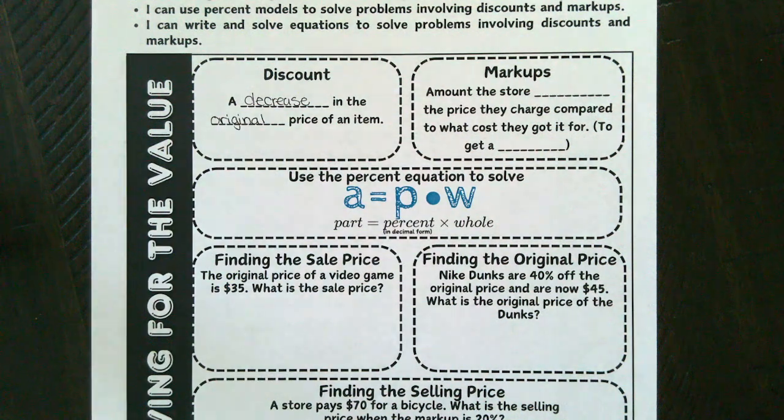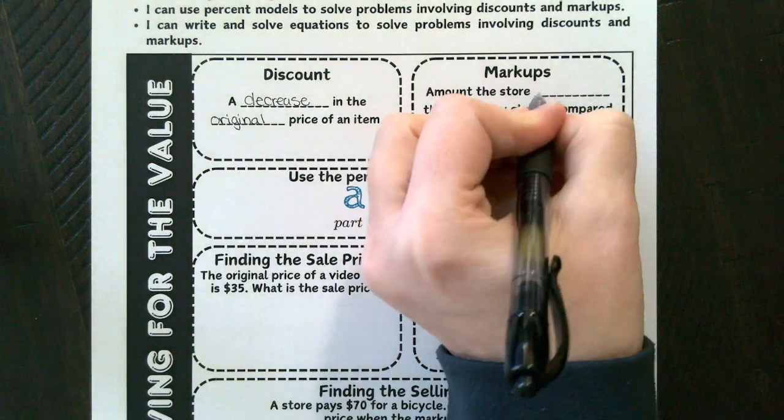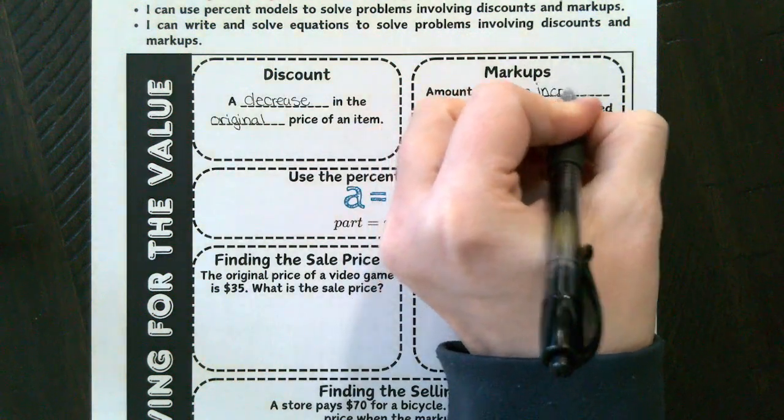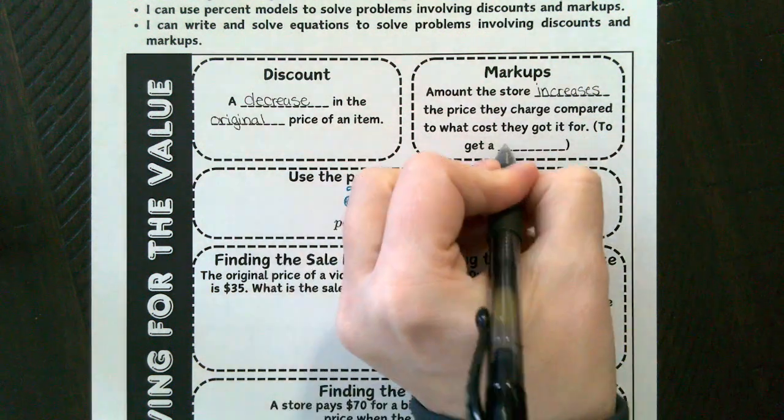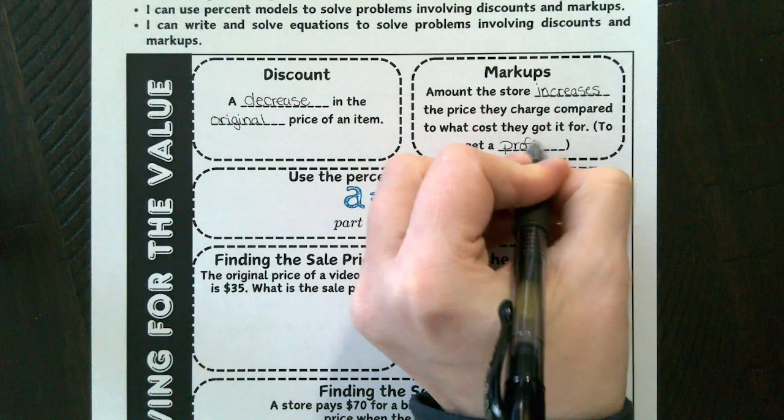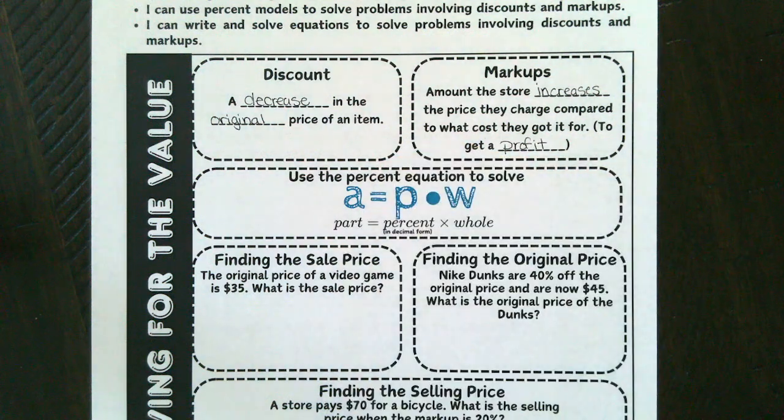And then we're going to be talking about markups. So markups is actually the amount the store increases the price that they charge compared to what the cost they got it for. So they need to get a profit, right? So profit goes here. Because if they sold it to us for the same price that they bought it for, well, they wouldn't make any money, right? Because they would go broke.